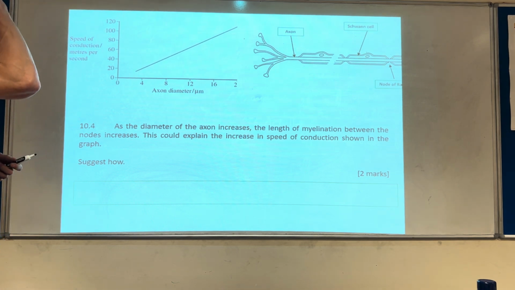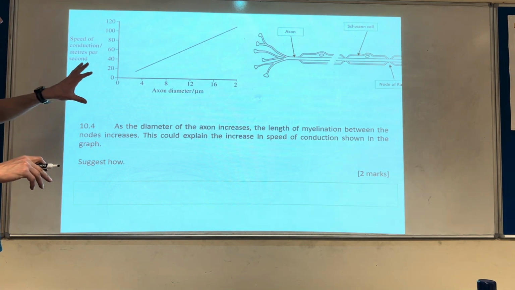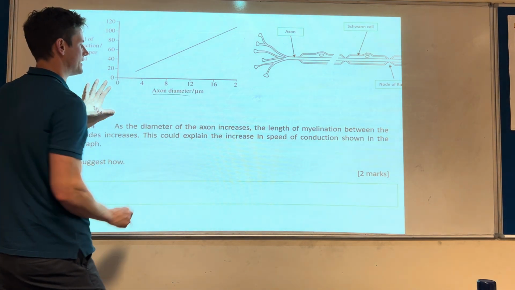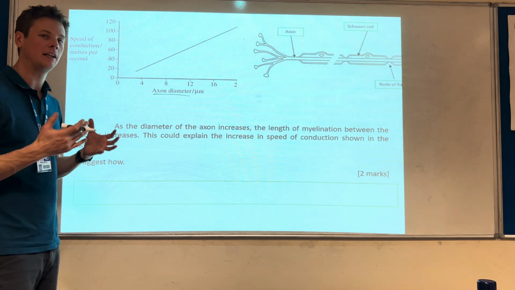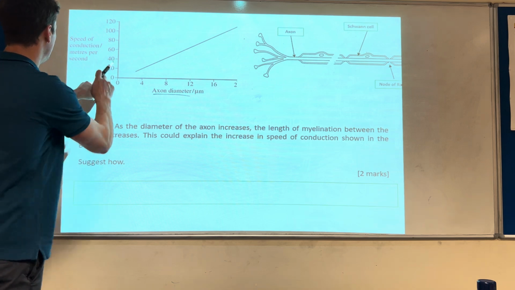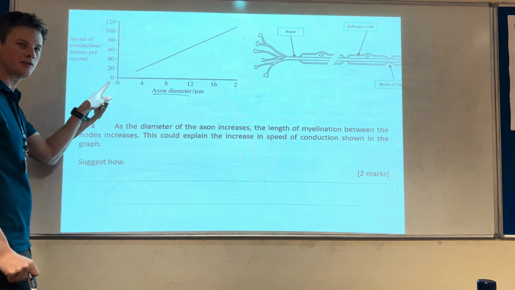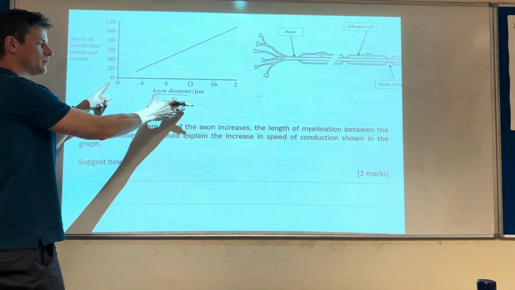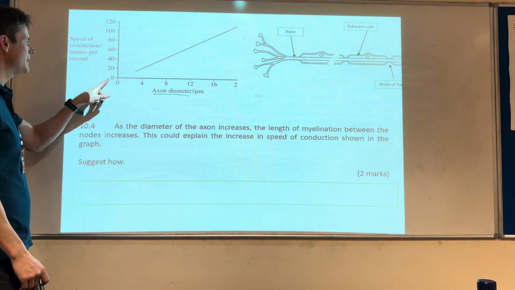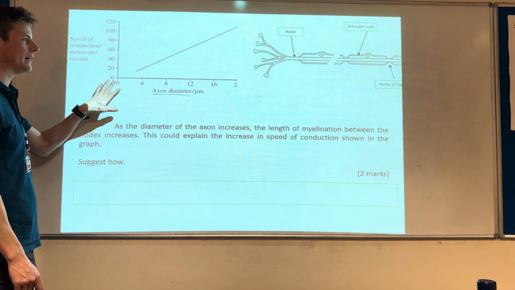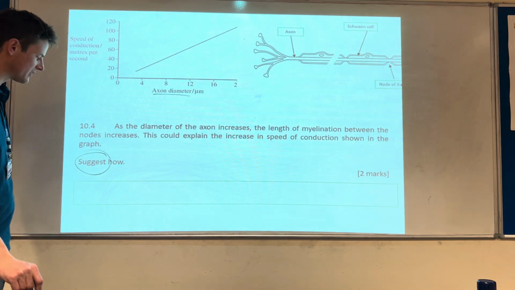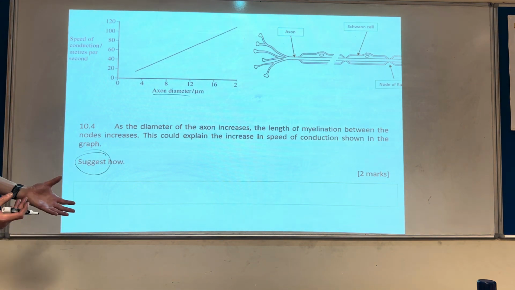Now, this is a graph that I mentioned earlier on, briefly, relating to the axon diameter. I said earlier, you don't need to know exactly why a larger diameter will increase the speed of transmission. On the x-axis, we've got the axon diameter in micrometers, and speed of conductance in meters per second on the y-axis. Here, you are asked to suggest. So you don't need to know this, but you can work it out.